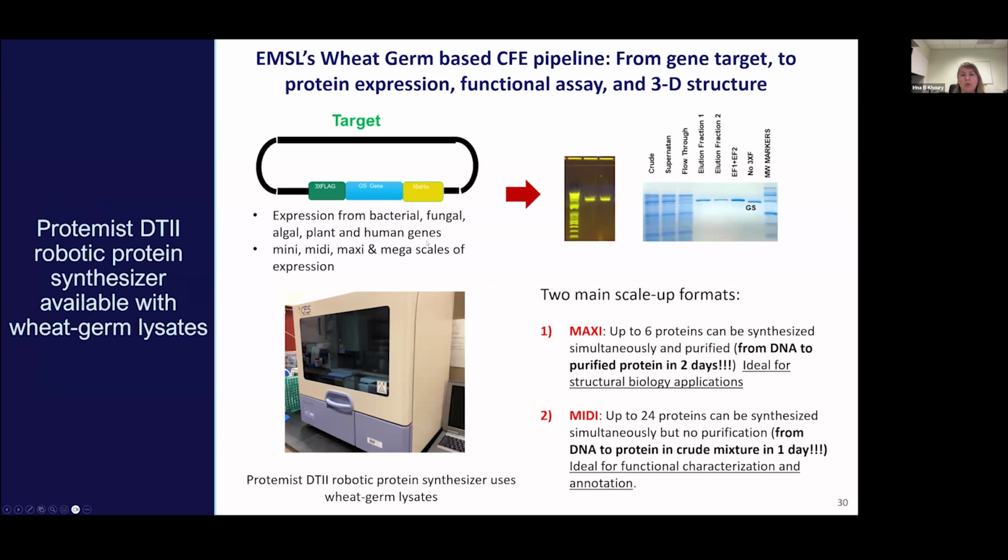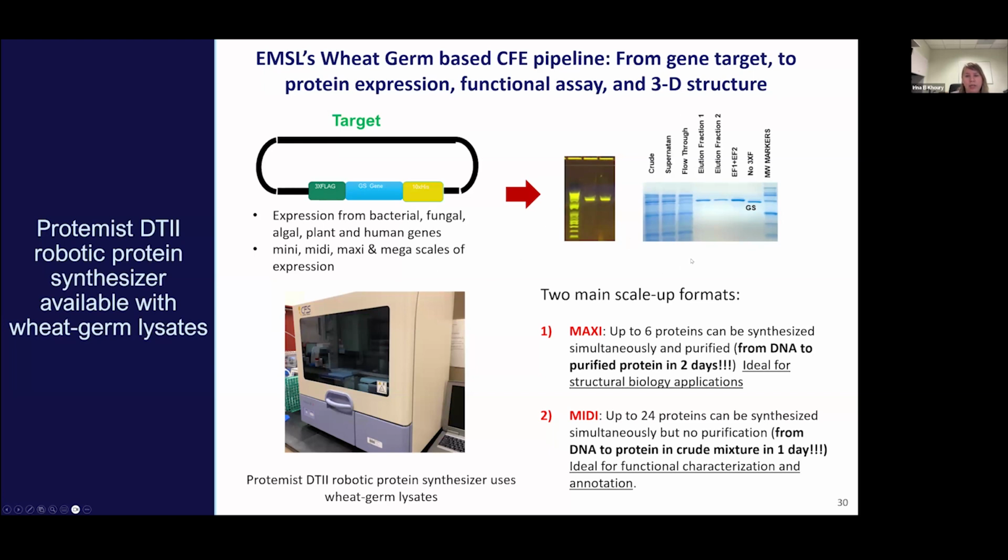Just want to highlight one more time our main cell-free expression pipeline. I would say this is based on wheat germ lysates. It's the main workhorse on our side. Again, as James mentioned, it's amenable to the expression of proteins of different origin: bacterial, fungal, algae, plant, and human genes. The clones don't have to be optimized or anything like this. So if you have those, you can ship them to us.